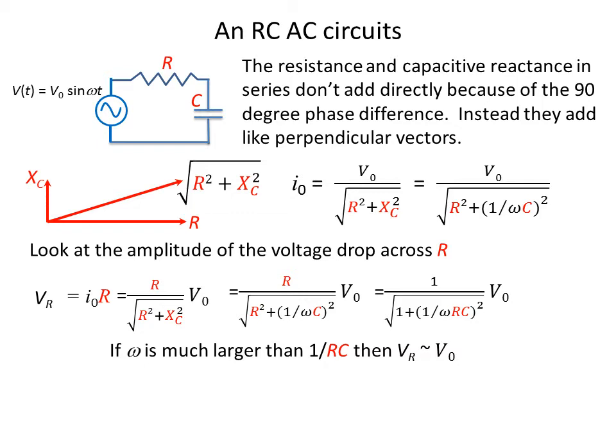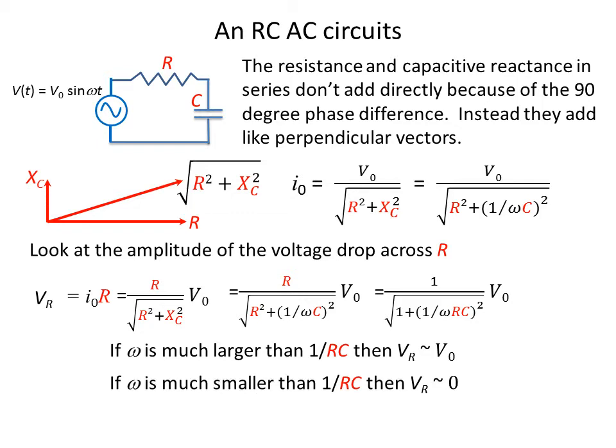If omega is much larger than 1 over RC, so 1 over the RC time constant, then VR is approximately equal to V0. So the amplitude of the voltage is going to be similar to the drive voltage.